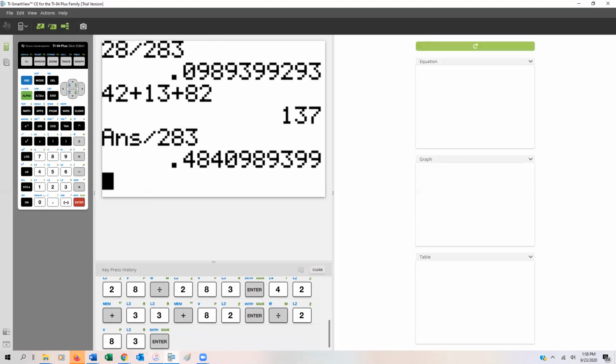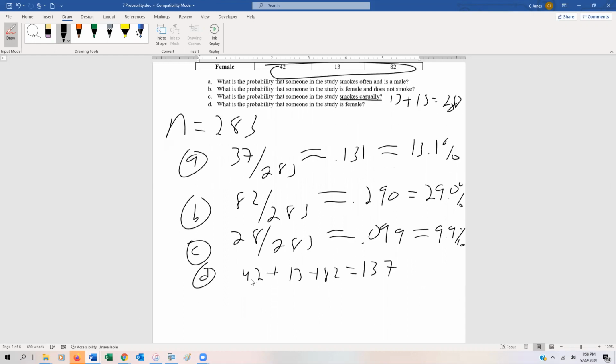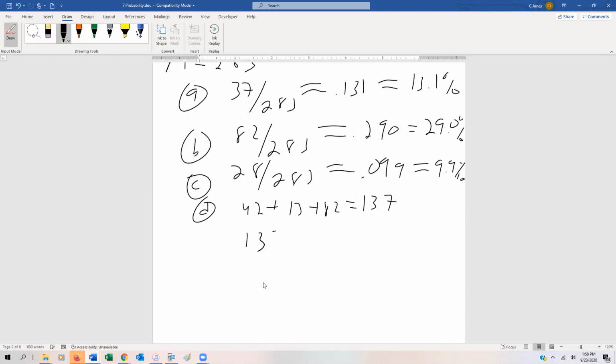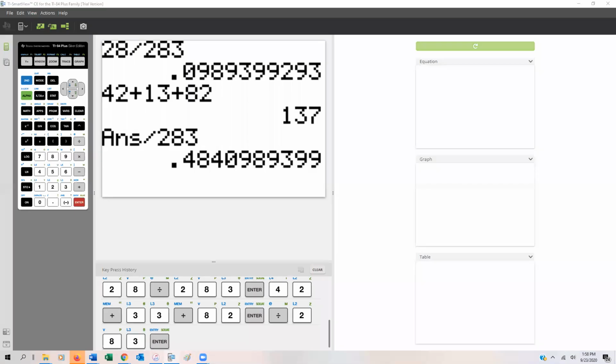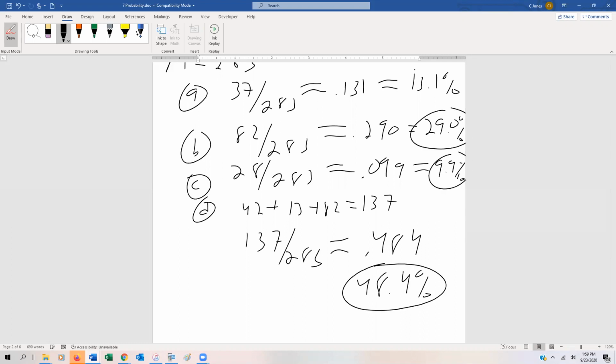So first of all, we're going to take 42 plus 13 plus 82, and that's 137. And then to figure out the probability, we're going to take 137 out of 283, and that was approximately 0.484, or 48.4%. So that's our basic introduction to probability. Not meant to be too difficult.